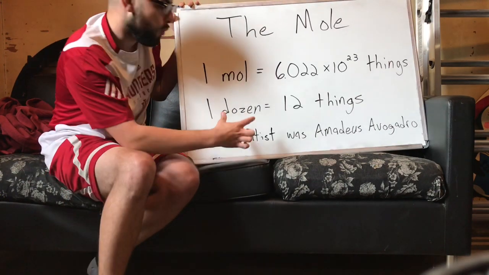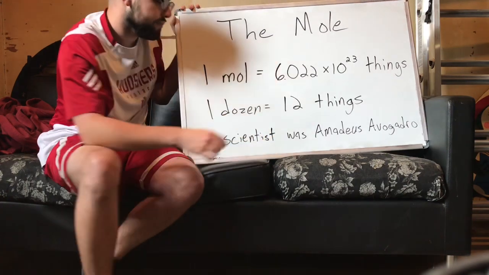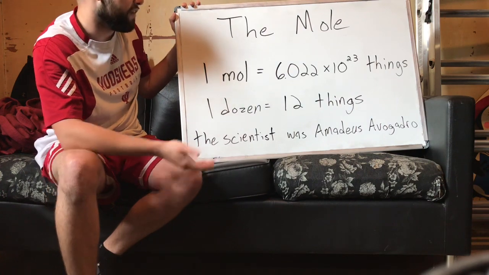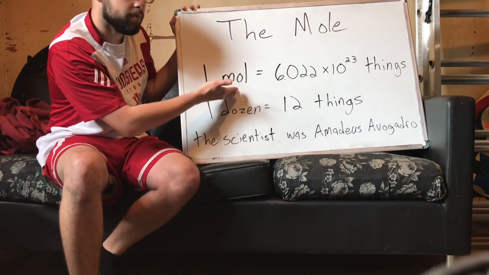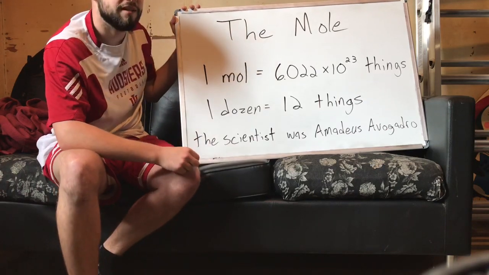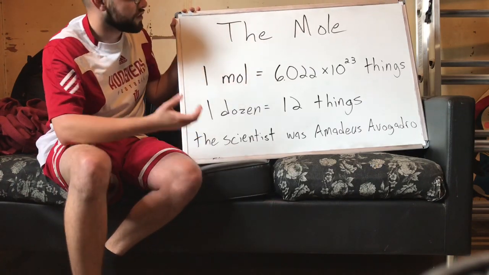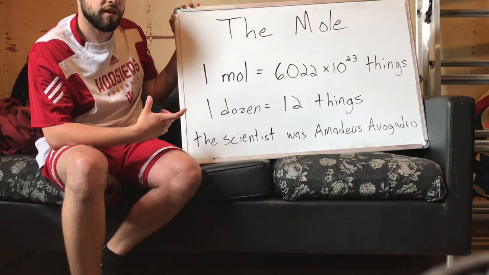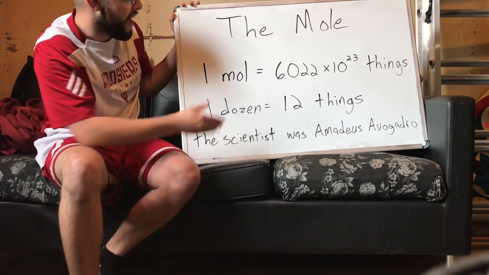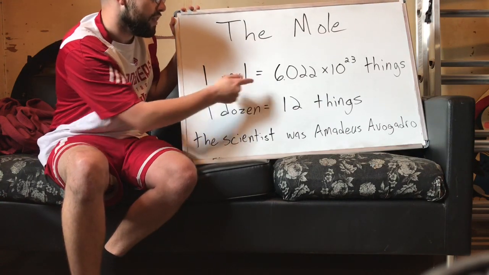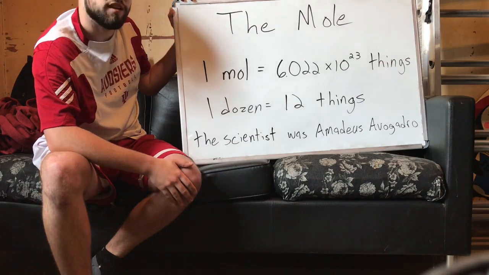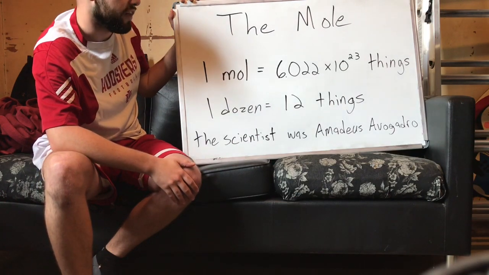But again, it works just like a dozen does. If I have a dozen puppies, I have 12 puppies. If I have a mole of puppies, I've got 6.022 times 10 to the 23rd puppies. A lot of puppies. So it's just a counting unit. It's a very big counting unit. If I say that I have 1 mole of something, this is how much I have. 6.022 times 10 to the 23rd of that thing.